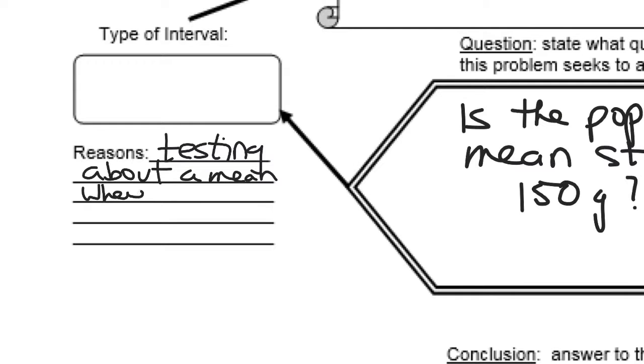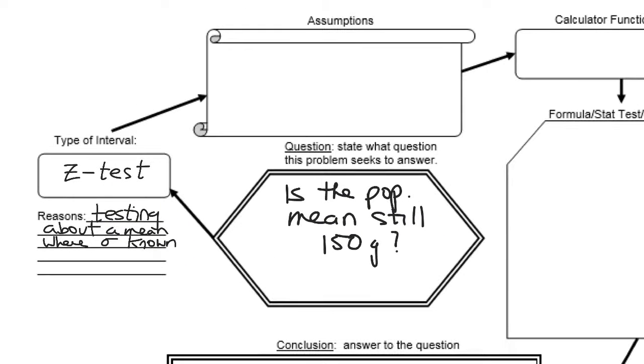Where sigma is known. All right, so that makes it a z-test. If we did not know what sigma was, then different story. All right, assumptions, conditions.